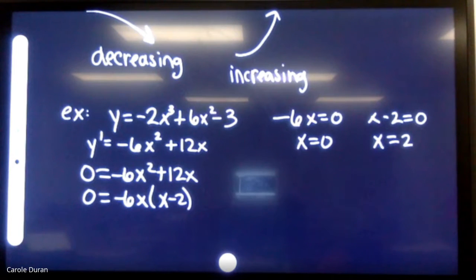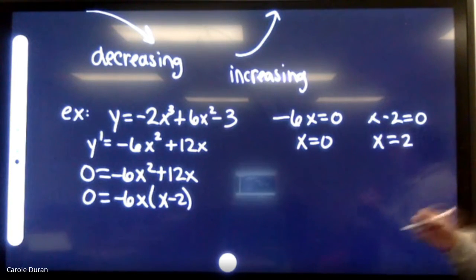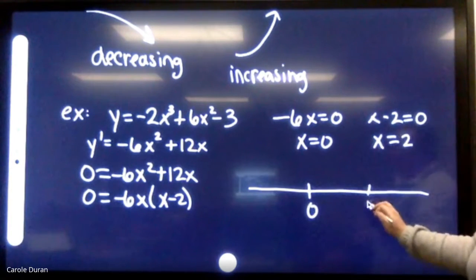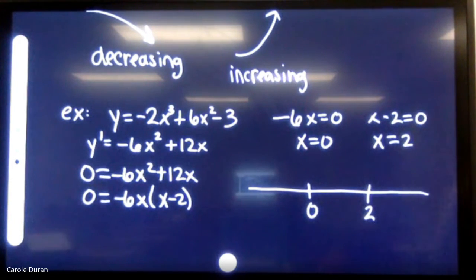So these are my possible candidates for being a minimum or a maximum. How do I determine which one is a minimum, which one's a maximum, or if either of them are? We have to do a number line, and then I'm going to have to plug those in eventually and find their y values, because that's helpful. So on my number line, I only care about the values 0 and 2, and then the intervals around them. I'm going to be plugging numbers into my derivative because that's how I determine increasing or decreasing.